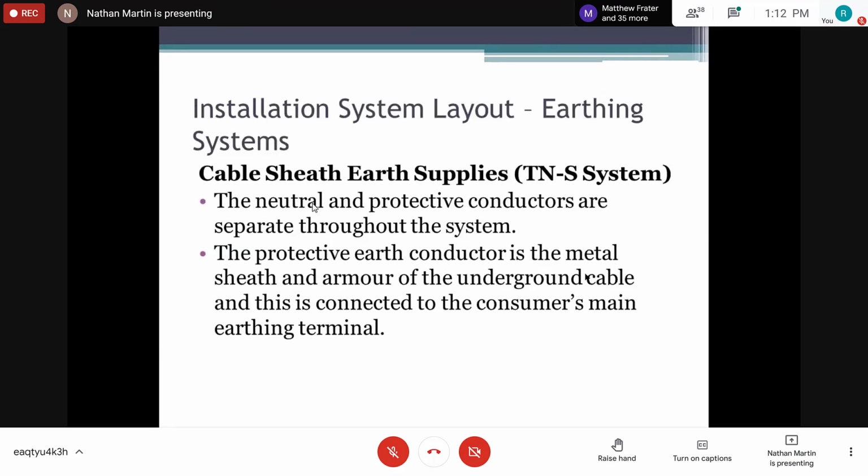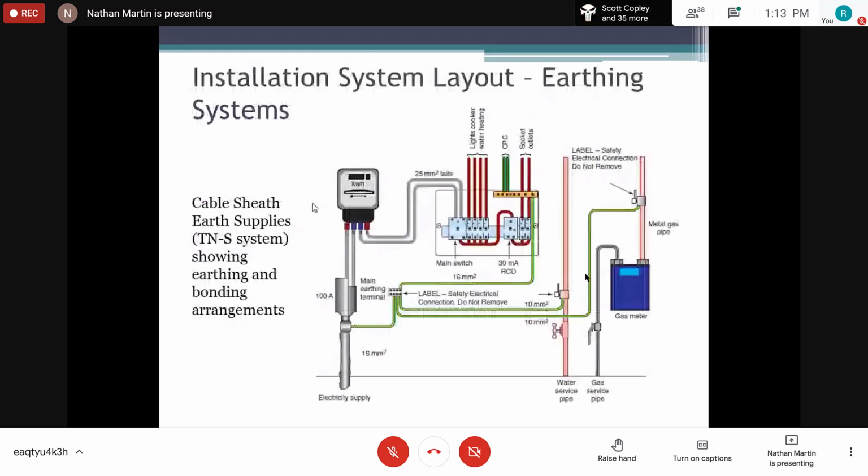Cable sheath earth supplies, which is a TN-S system, right? We said the neutral and protective conductors are separate throughout the system, right? The protective earth conductor is the metal sheath and armor of the underground cable, right? So remember, our underground cable is going to be like our SWA and so forth. And this is connected to the consumer's main earthing terminal, right? So we have to connect it directly to our earth rod that is driven in the ground. All right. So these are basically what we're talking about, the diagrams. It's much easier to understand than the wording.